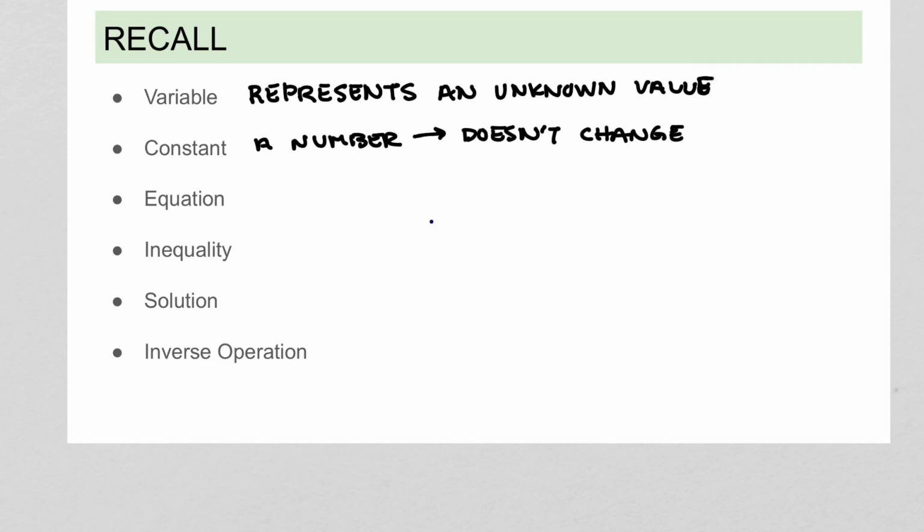An equation is something that we set equal to something else. An inequality is like that, but it has these symbols, right? And what do those symbols mean? Well, it means less than, greater than, less than or equal to, greater than or equal to. A solution is a value that makes that equation or that statement true.